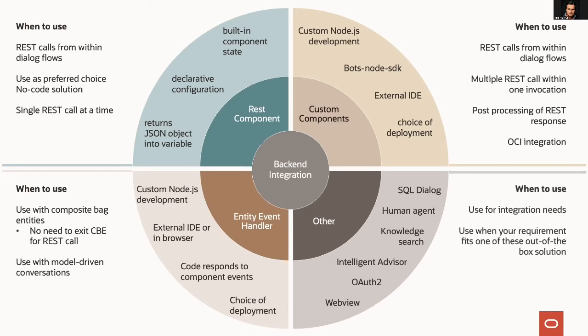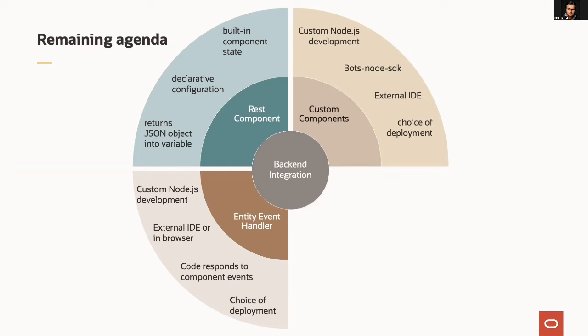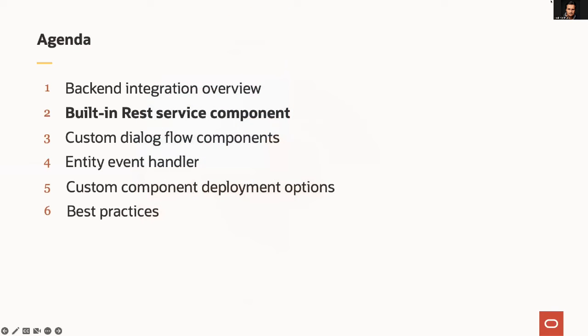Now, you would use this for your integration needs when the need fits one of these topics that I put in here. And I hope that I didn't forget anything. But you can see from this final picture that backend integration is big in Oracle Digital Assistant. What we will do now in the remainder of this session is talk about three areas: the REST component, the custom component, and we'll talk about the entity event handler in more detail, and hopefully enable you to use REST services from within your Oracle Digital Assistant. So with this, I would pass it on to Daniel to cover the first part.